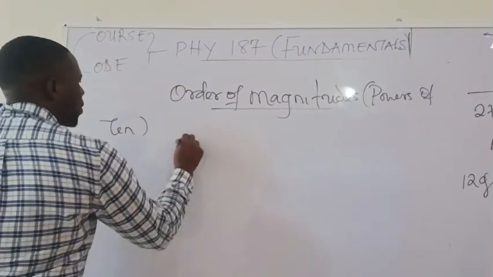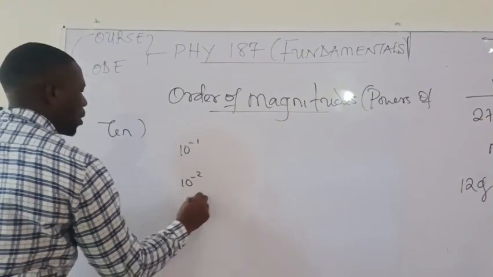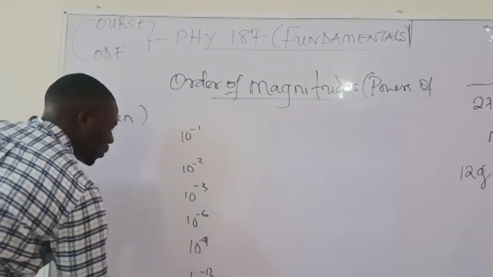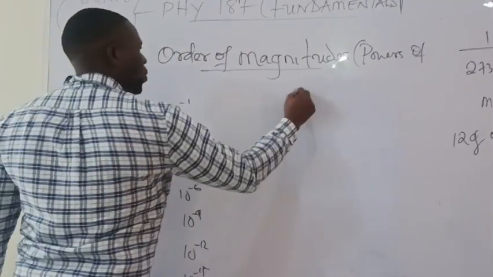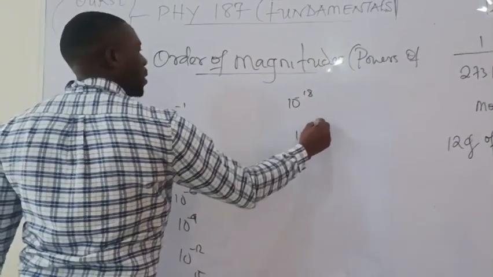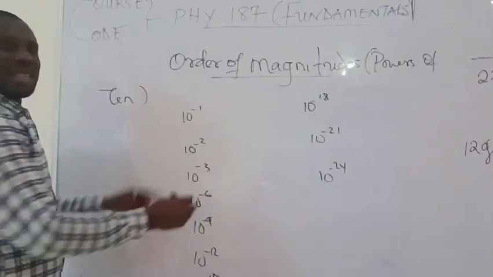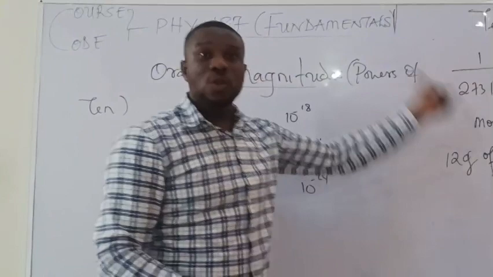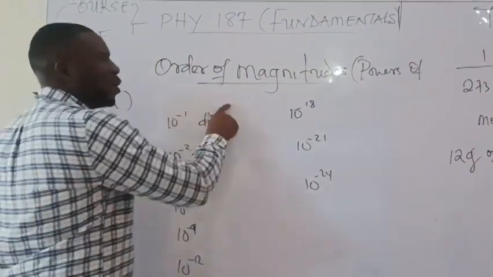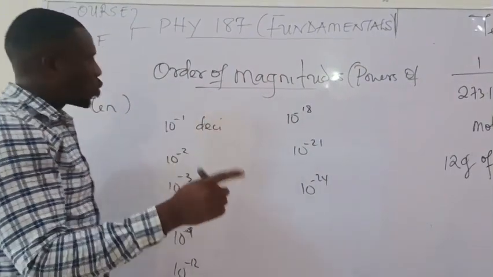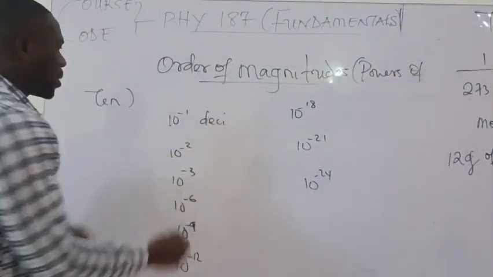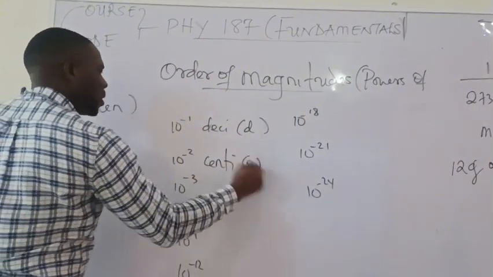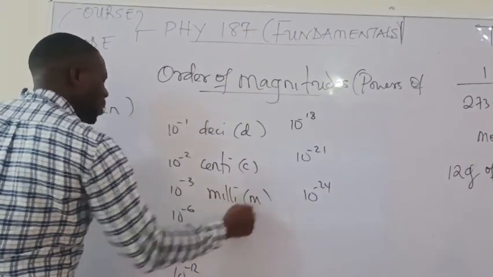Now, when you see this, it's 10 raised to the power minus 12, 10 raised to the power minus 15, 10 raised to the power minus 18, 10 raised to the power minus 21, 10 raised to the power minus 24. We attach these prefixes to different measures of physical quantities, so you could use them with any units you choose to. This quantifies their relative sizes. This is deci. This is centi. This is milli. This is micro.